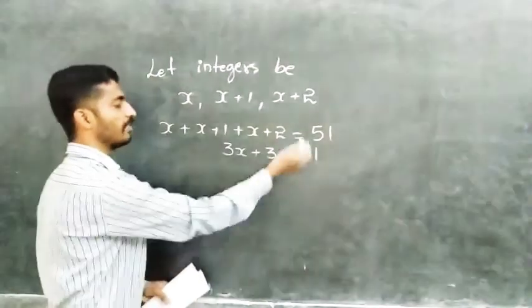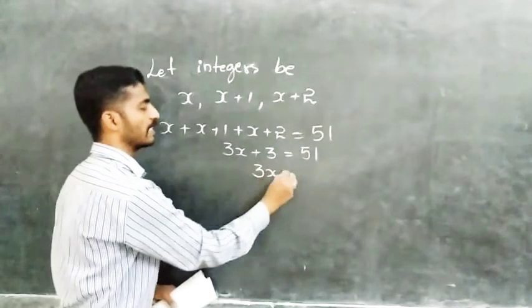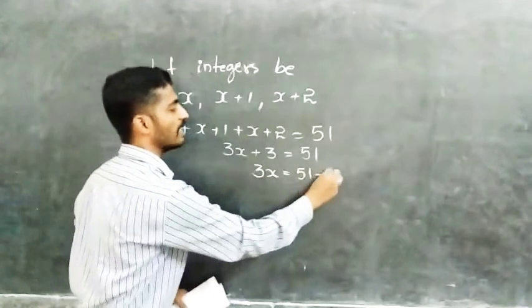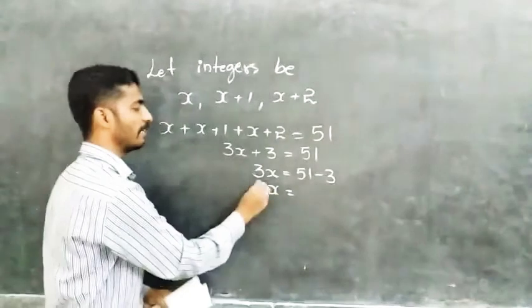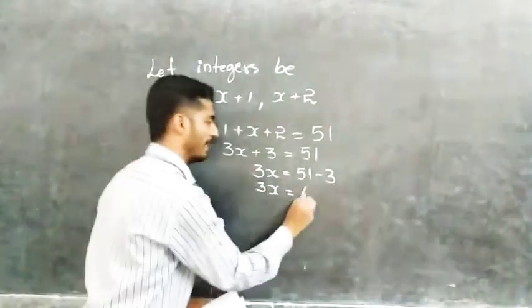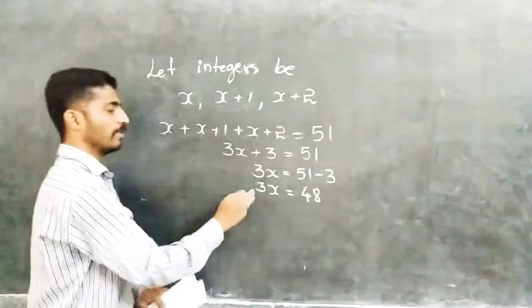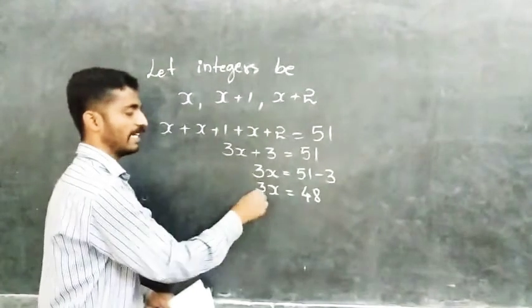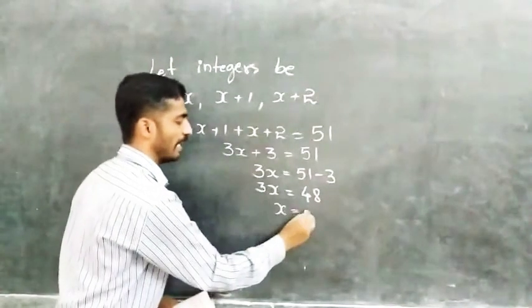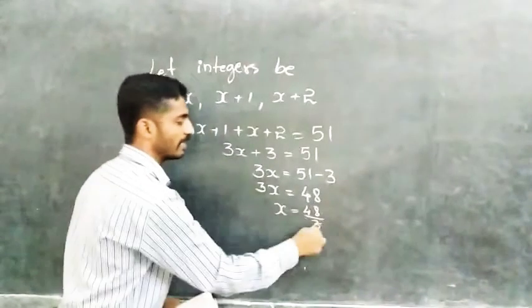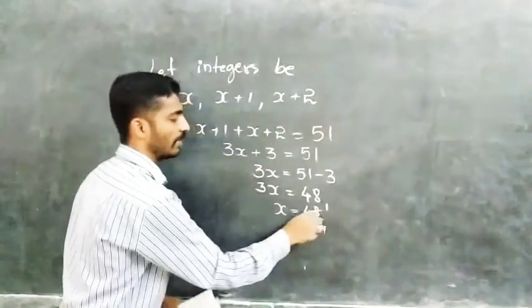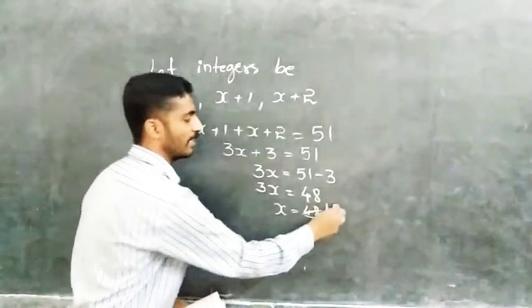So if I take 3 to that side, it becomes 3x equals 51 minus 3. So first 51 minus 3, 48. So 48 we got. So 3x is here. Take the 3 to that side, it becomes x equals 48 by 3. So if you divide, 3 ones are 3, 1 is remaining, that becomes 18, 3 6s are 18.